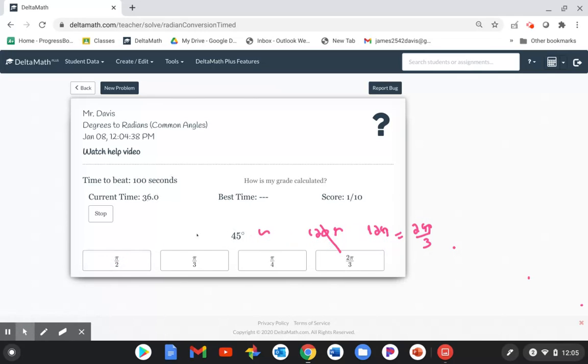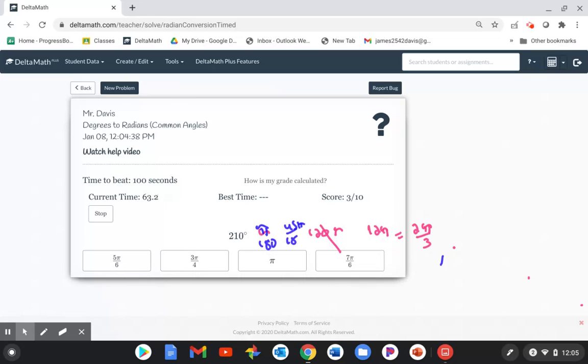It will then give you the next one, 45 degrees. So all you do is 45 times pi over 180. You get 45 over 180. Think about what goes into both of those. 45 actually goes into 180. It goes into it 4 times. This reduces to pi over 4. Click on it. All right, the next one, 210.